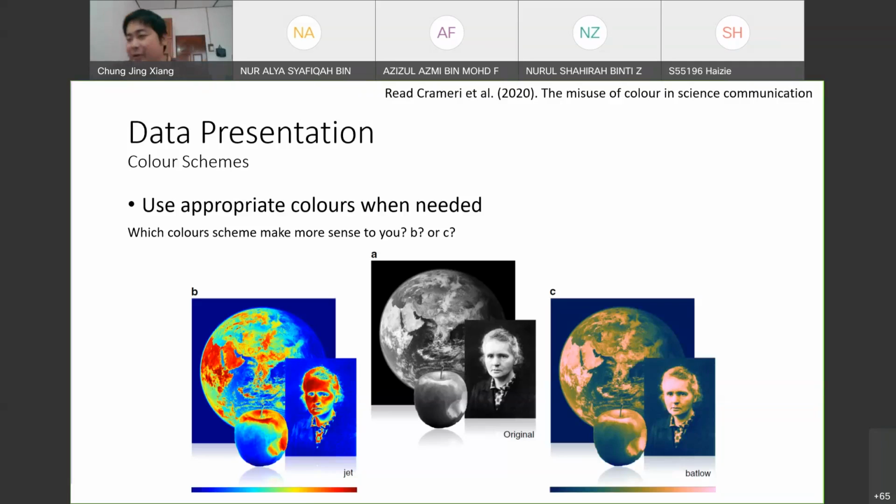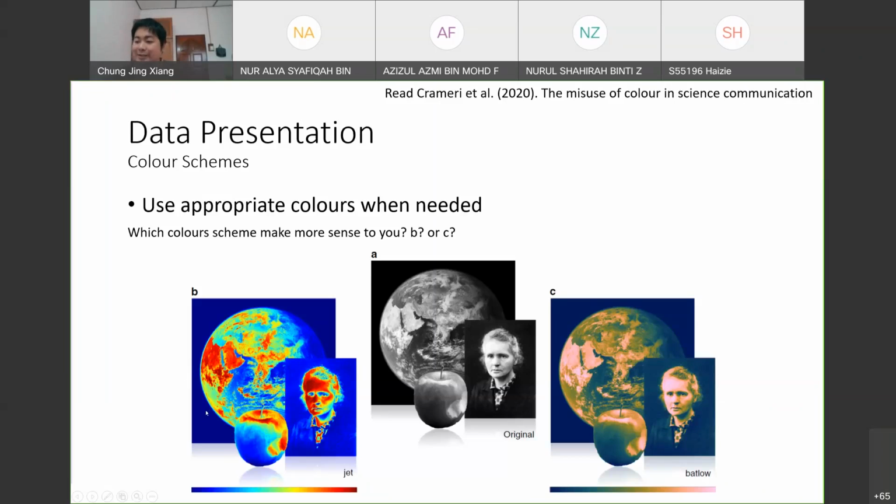For example, you can see from here. You have a figure A: a picture of the earth, a picture of a lady, and a picture of an apple, in black and white. Your task now is to paint the figure with colors. This is your data, so you want to paint colors.